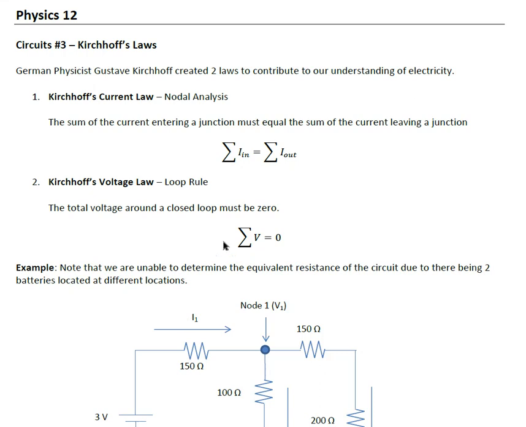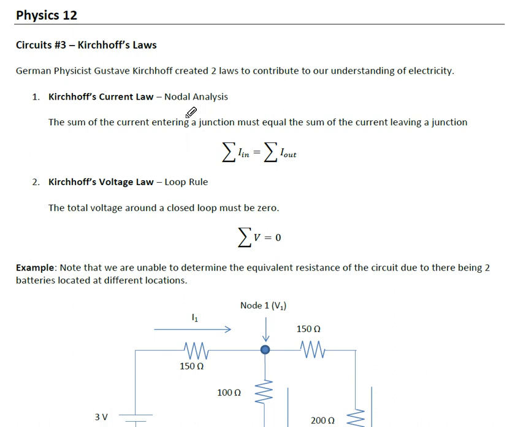Okay, now we're going to look at some more challenging circuits. These ones, what happens if we have two batteries in different locations? If you had two batteries like this, like a 6 volt and a 3 volt, that is just the equivalent of 9 volts. But the question is, what happens when you have two batteries in different locations in the circuit?